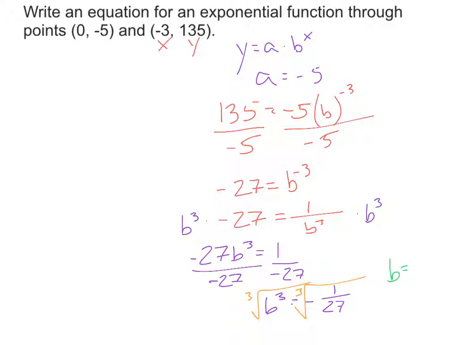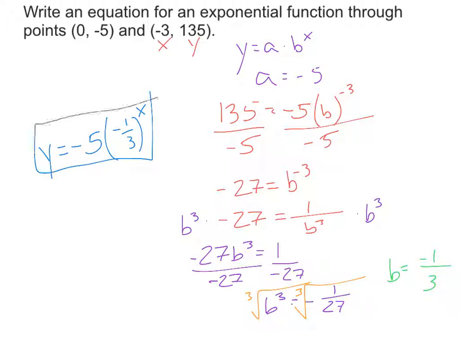The cube root of -1 is -1. The cube root of 27, that's me asking what times itself 3 times is 27. 3 times 3 times 3 gets me 27, so it's 3. So b is -1/3. So to write my final equation, I'll put it over here: y equals a, which is -5, times b, which is -1/3, to the x power. And we are done.